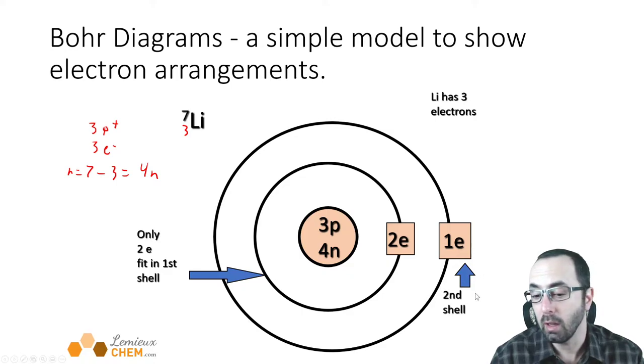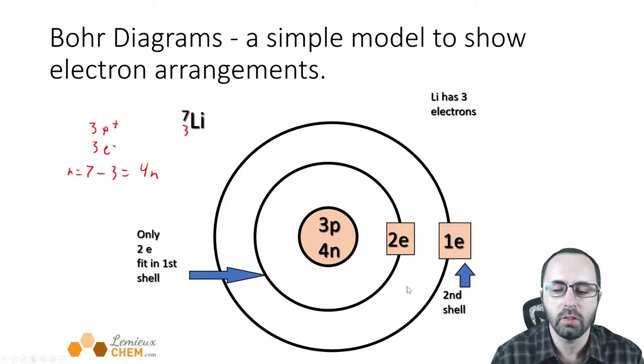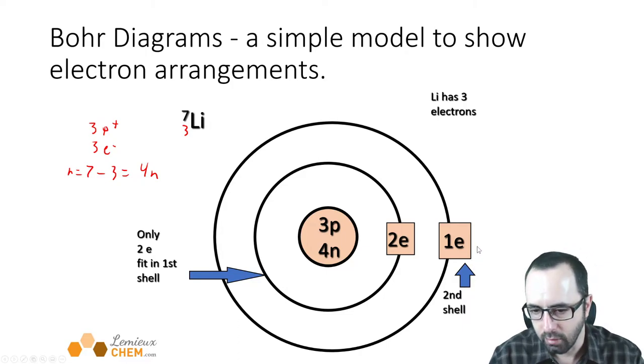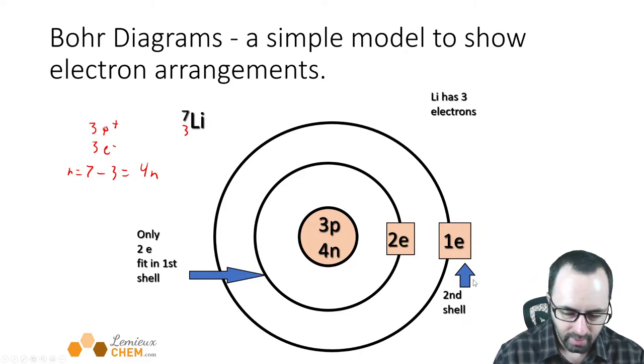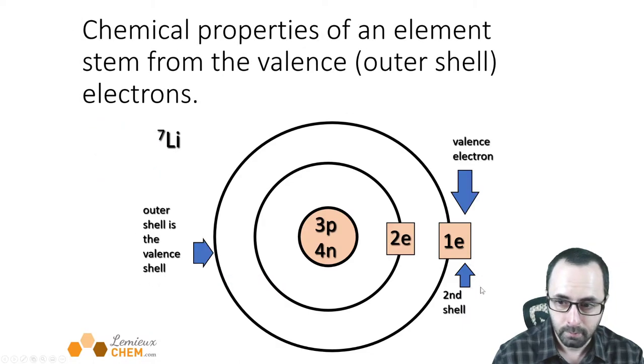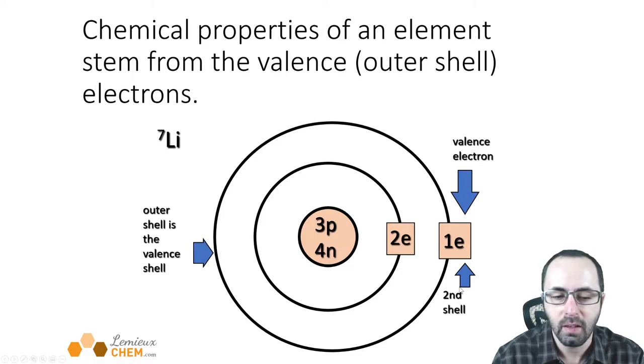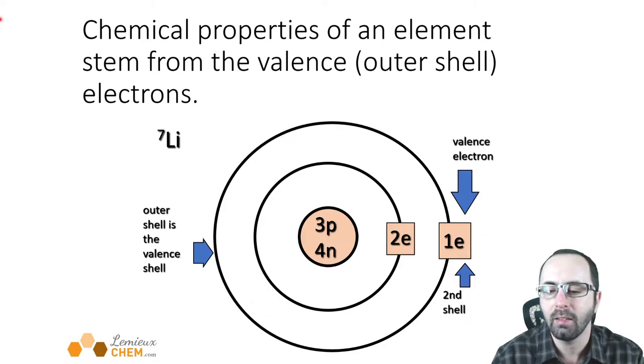Now, what if we have more electrons? We saw that it took 2 electrons to fill the first shell, the first energy level. So how many electrons would it take to fill the second shell? We're going to see that in the next example. Just a bit more terminology. I almost skipped that. The outer shell in any atom, where the last electrons are, is referred to as the valence shell. And any electrons in the valence shell are called valence electrons.